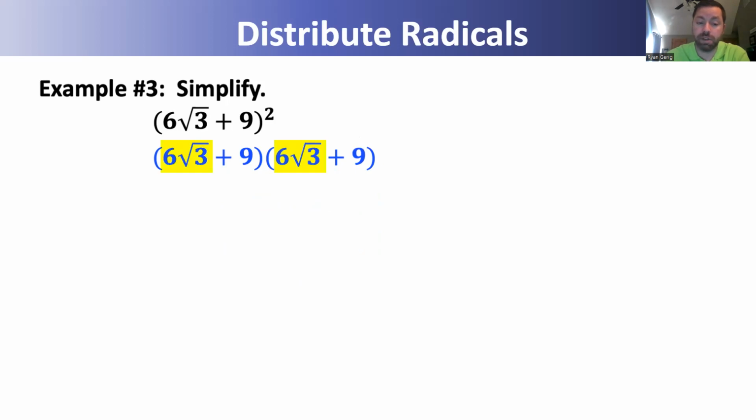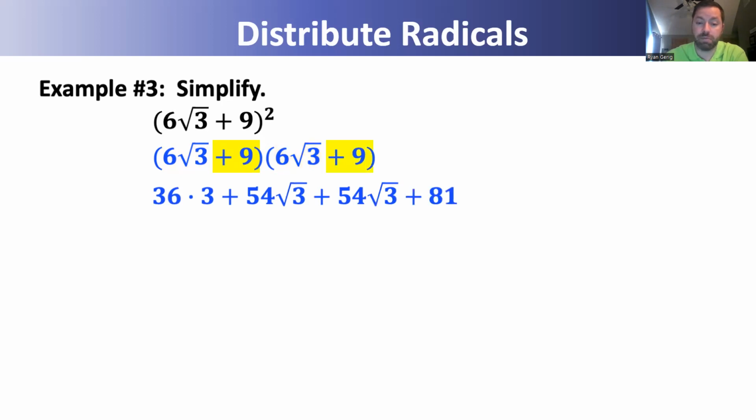So 6 radical 3 times 6 radical 3. That's 36. Radical 3 times radical 3 is radical 3 squared, which is just 3. So it's 36 times 3. Then we've got to do the outer terms. 6 radical 3 times 9. That's 6 times 9 is 54 radical 3. Then the inner terms. 9 times 6 is 54 radical 3. And then the last terms. 9 times 9, 81. Now 54 radical 3 and 54 radical 3, those are like terms.